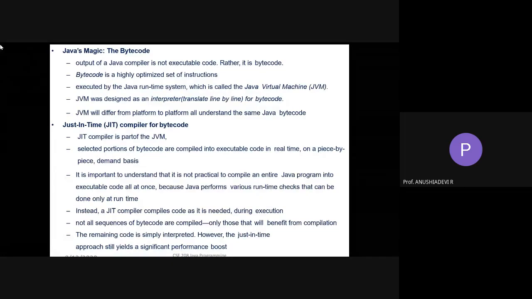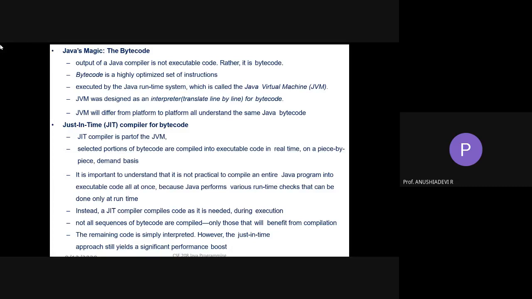Compiler means the compiler goes through the full program. If there is any error, it will mention the errors. After correcting that error, if you compile again, then it will convert that to executable code. So a compiler goes through the full program once, and if there is an error, it will mention that error.